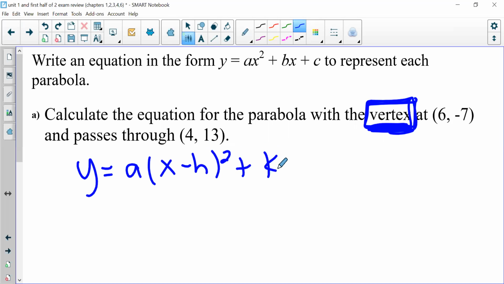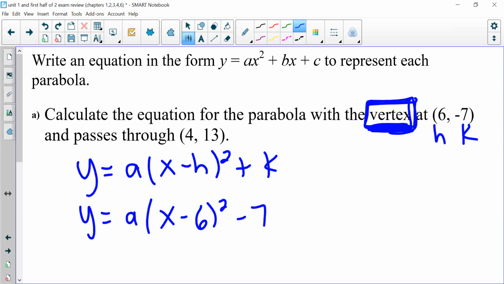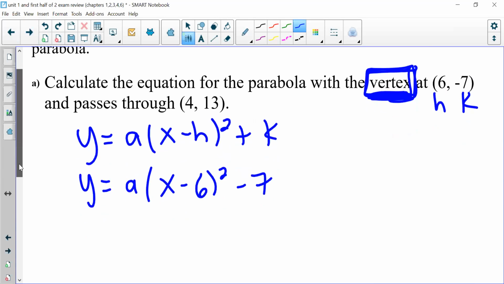What do I plug into this equation? So I know the vertex is at 6 and -7. And what do I plug those in for? You're going to put 6 for H and -7 for K. Okay, now I actually still have a lot of variables left. I have x, y, and a.